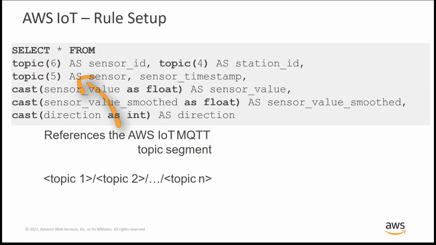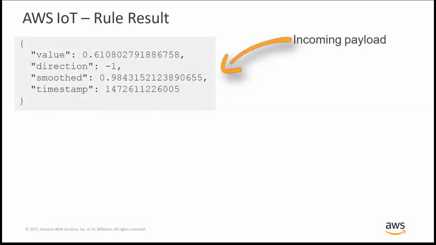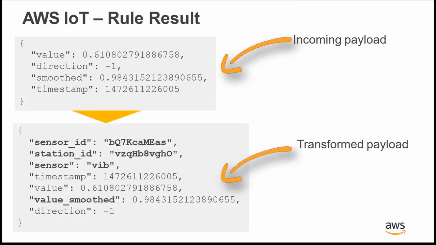You notice that I'm pointing to a specific topic in this slide. This references the MQTT topic segment that I brought up. And in this hierarchical fashion, you see topic 6, topic 4. You can select specific things from the topic to provide context to your data as it arrives. So if my incoming data only has a set of values or detailed information associated with it, you can use IoT rules to basically provide context to that information. This is my sensor ID, this is my station ID, and so on and so forth. So the transformed payload is a lot easier to process and analyze, which is getting to our end goal.